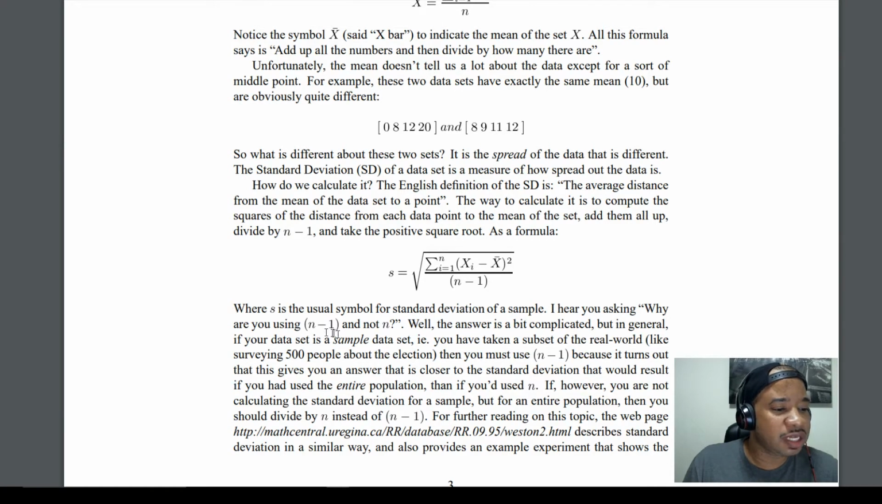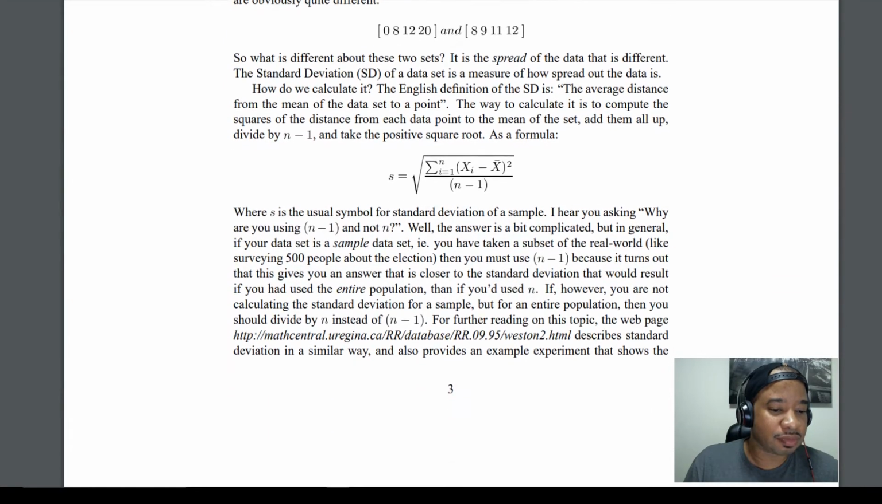I hear you asking, why are we using n minus 1 and not n? Well, the answer is a bit complicated, but in general, if your data set is a sample data set, you have taken a subset of the real world, like surveying 500 people about the election. Then you must use n minus 1 because it turns out that this gives you an answer that is closer to the standard deviation that would result if you had used the entire population than if you used n. If, however, you're calculating the standard deviation not for a sample but for the entire population, then you should divide by n instead of n minus 1.